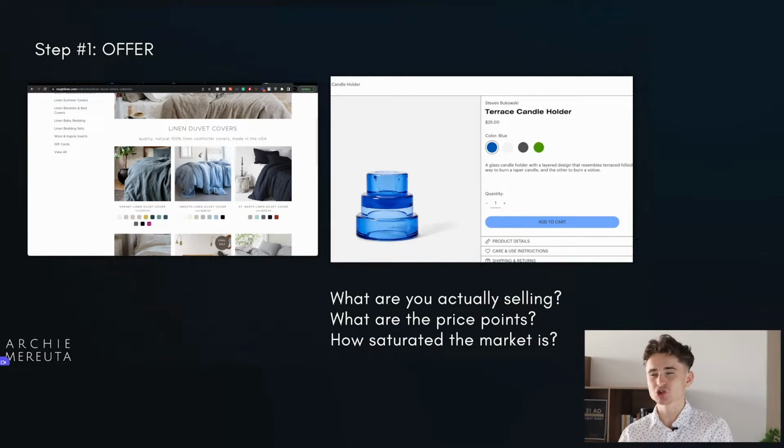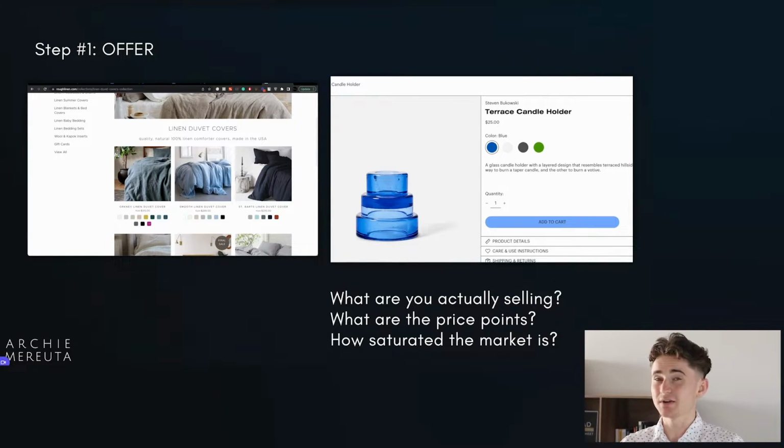What are you actually selling? What are the price points? If you are selling something cheap for 20 bucks, 30 bucks, it is something completely different from selling home decor products that are worth thousands of dollars. If you're selling furniture, it is a bit different, the way you communicate the value of your products, the way you put your ads out there, the visuals, the copies, and all those things combined.